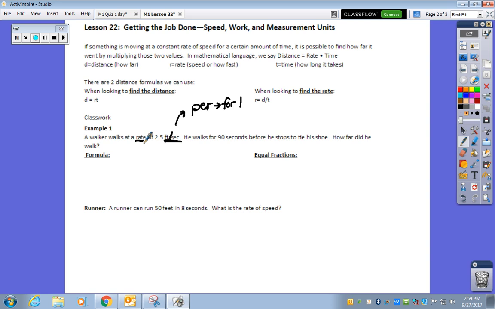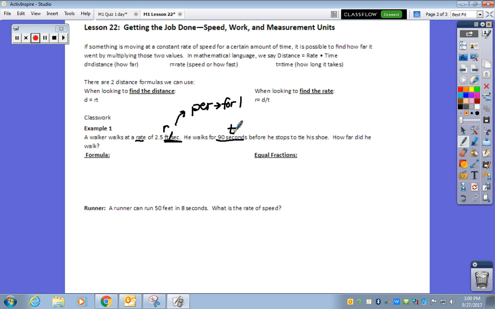It even tells us rate, but sometimes it may not say rate. You just have to know that feet per second, or distance per time, is how fast it is, or the rate. So I'm going to put R right above that to help me remember that that number is for the rate of speed. He walks for 90 seconds before he stops to tie his shoe. Hopefully, we all know that 90 seconds is a measurement of time. So I'm going to put T for time above that.